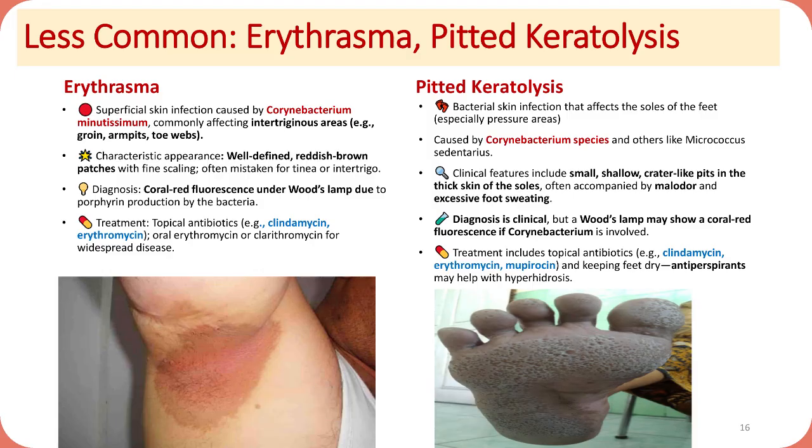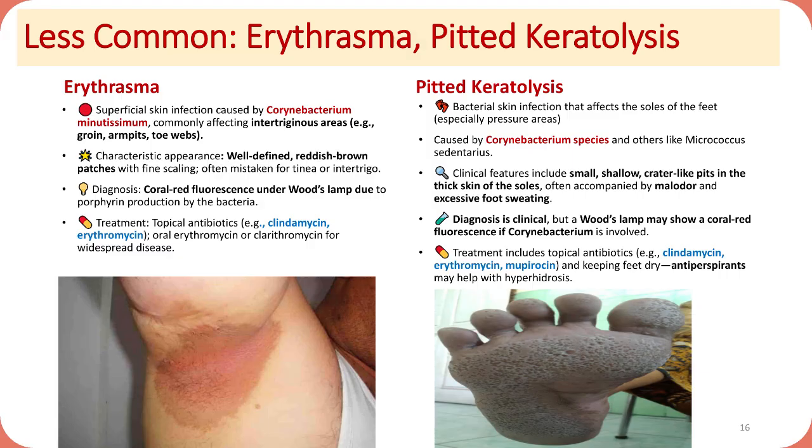Erythrasma is treated with topical antibiotics like clindamycin or erythromycin and oral macrolides such as erythromycin or clarithromycin for widespread cases. Pitted keratolysis is managed with topical antibiotics like clindamycin, erythromycin, or mupirocin, and by keeping feet dry using antiperspirants to control hyperhidrosis.